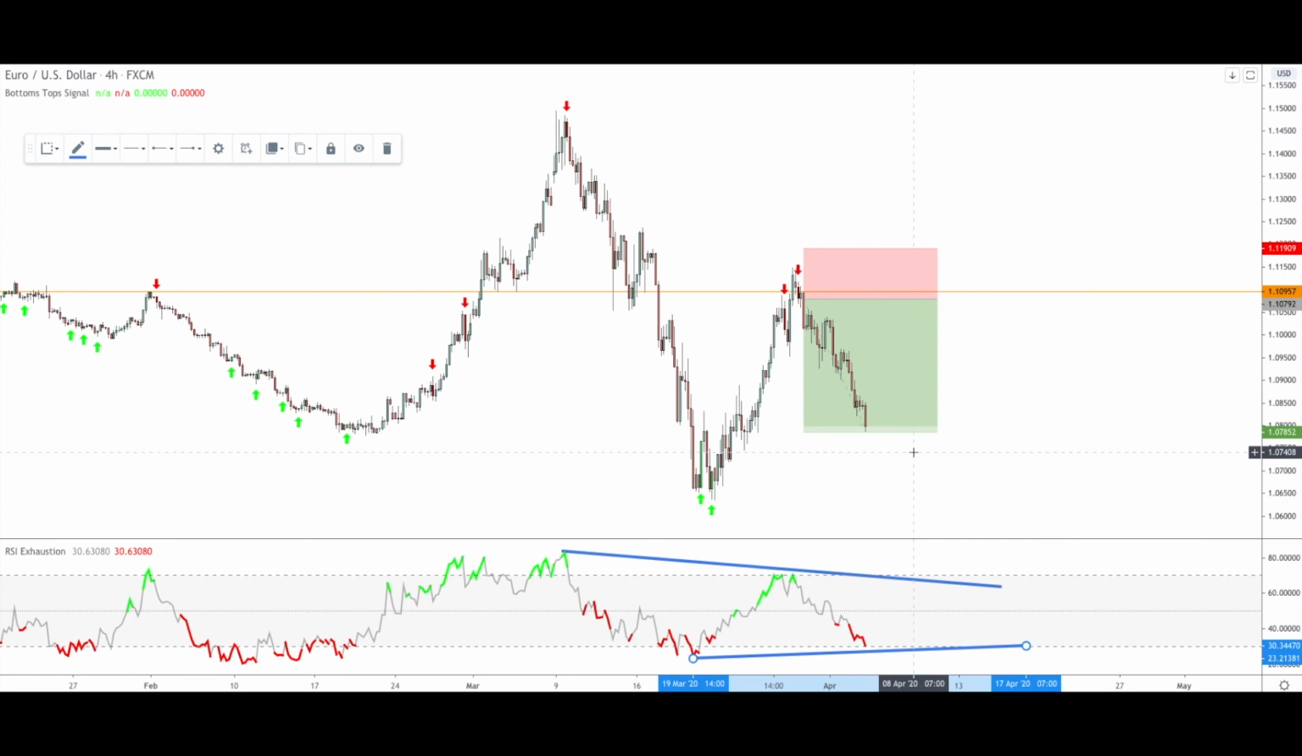This kind of situation is really frustrating, but it happens. So it barely touched the target, but it didn't close the trade. So we are still in the trade.